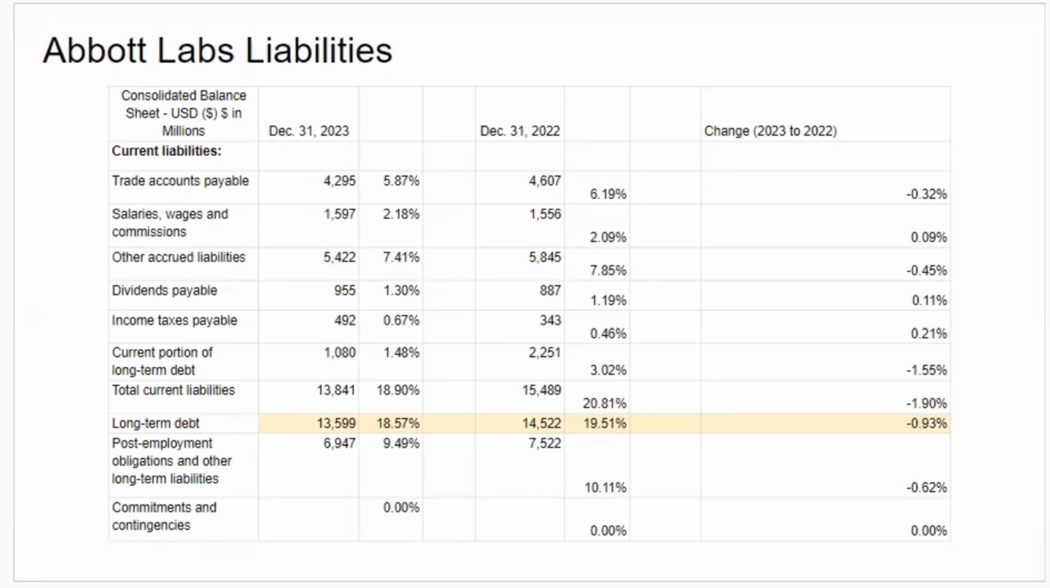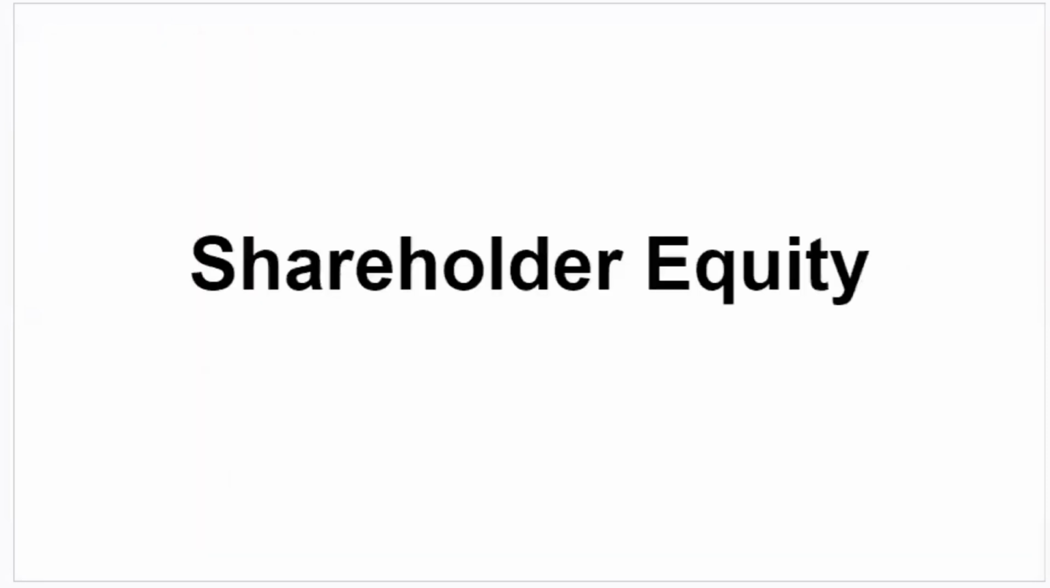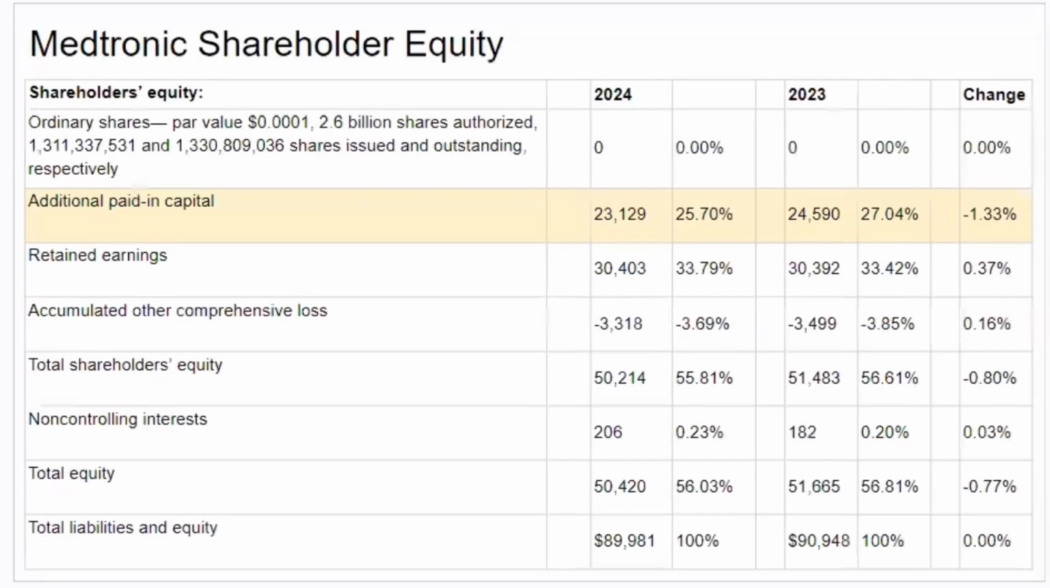Moving over to shareholders' equity. Medtronic, the biggest, didn't really have much of structure changes from year to year. However, the biggest one that I could tell was the negative 1.33% in additional paid-in capital. So maybe there were some payments that were done for that.